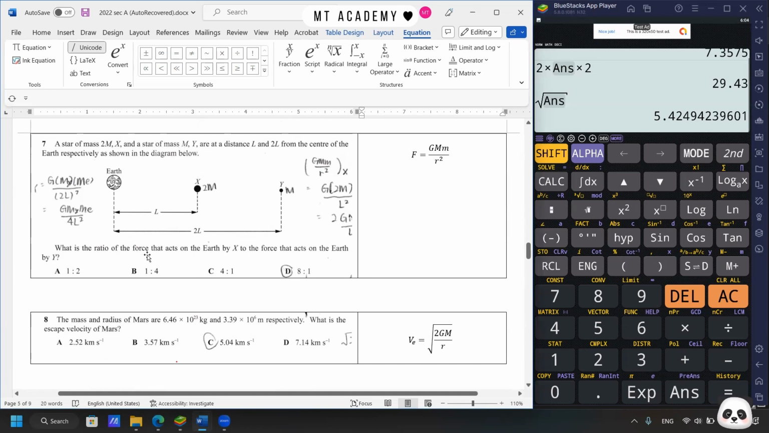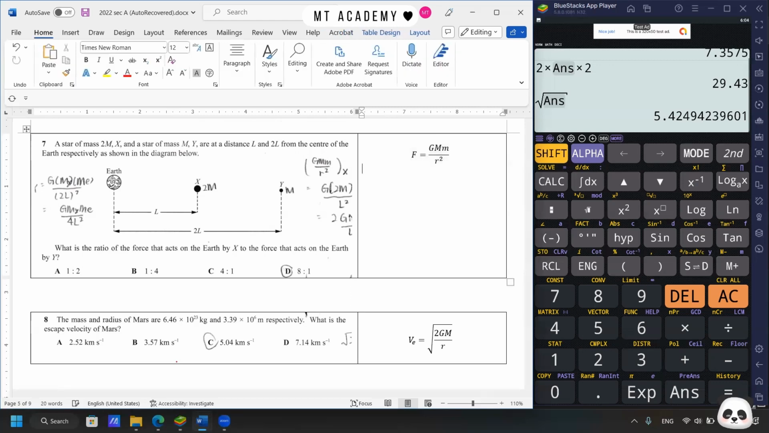So what is the ratio of the force that acts on Earth by X and the force that acts on Earth by Y? Okay, so between Earth and X, between Earth and Y. So the formula is F equals G m m over R squared. So just put in all the variables and do the comparison. So let's try to do it.